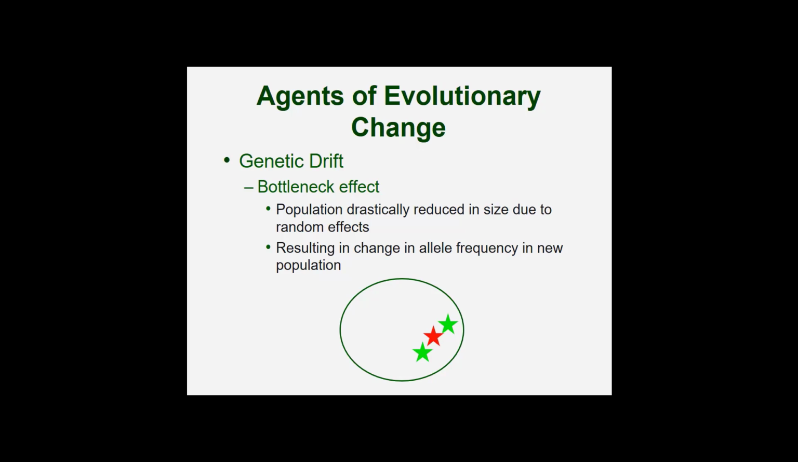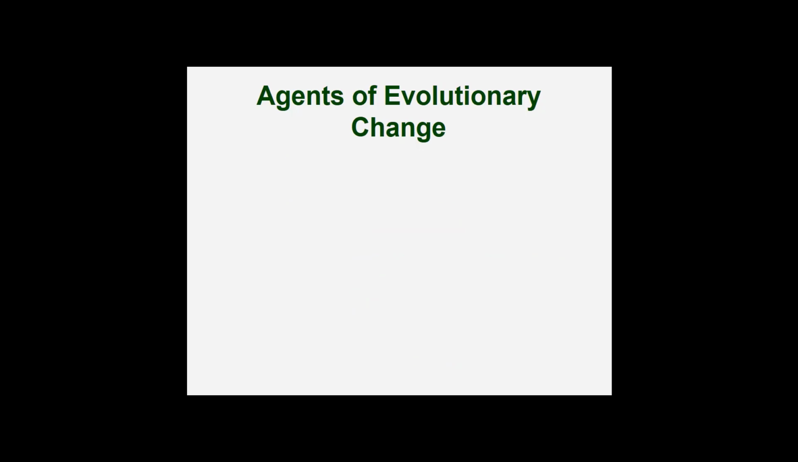So when we think about genetic drift, generally these are random effects. They're due to small populations. And we have two examples of these, the founder effect and the bottleneck effect.